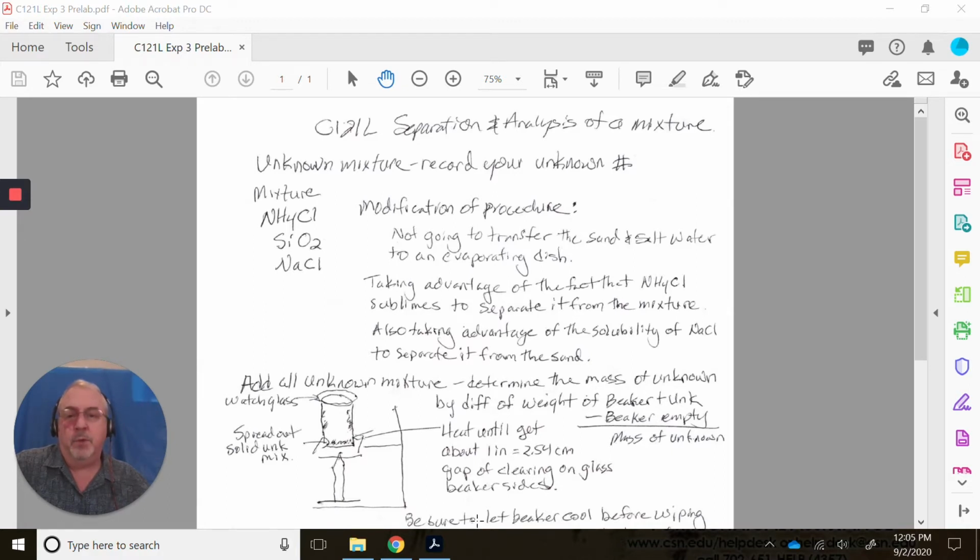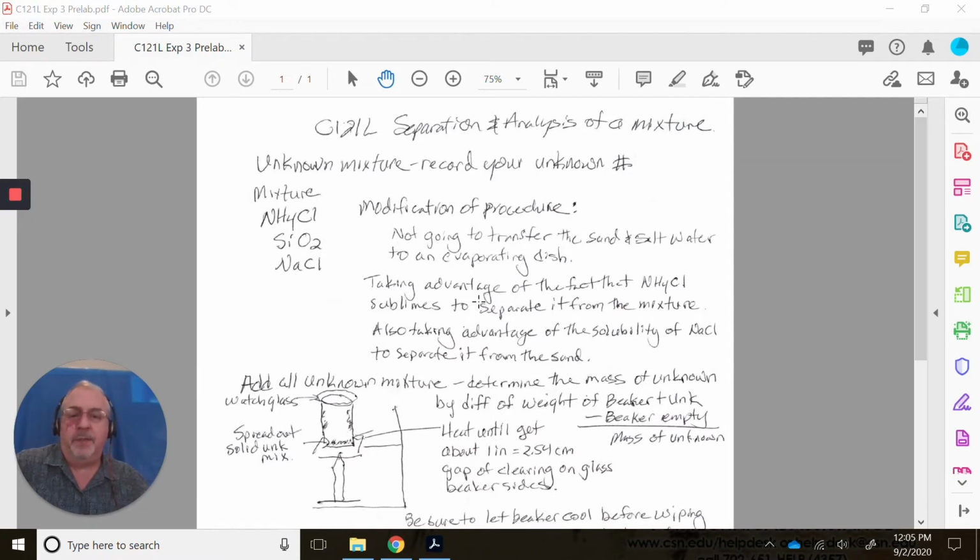and sodium chloride, NaCl. We're going to have a little bit of a modification of the procedure. So when we are going to filter off the sand and collect the salt water, we're not going to use it in an evaporating dish. We're just going to use it in a beaker that will allow us to speed up the demonstration video. This is one of Professor Hammond's tricks, right?